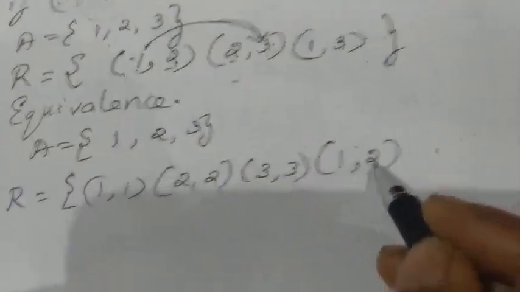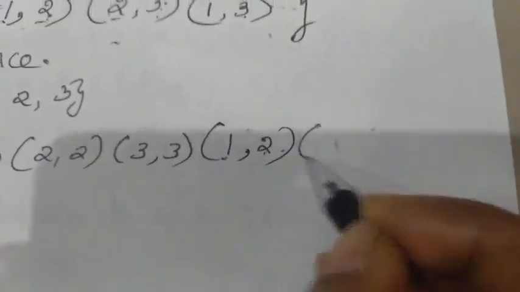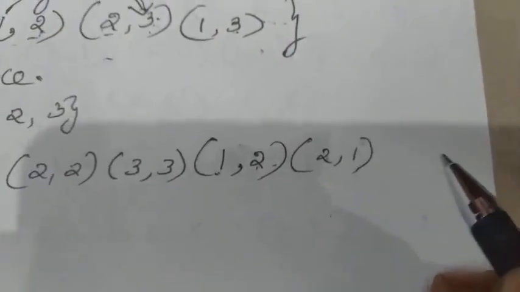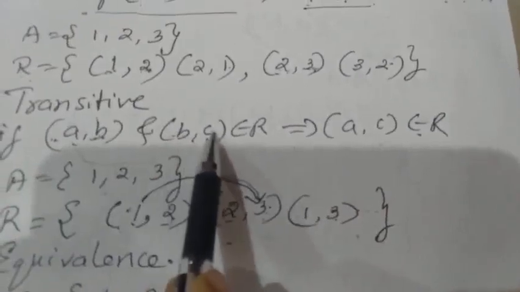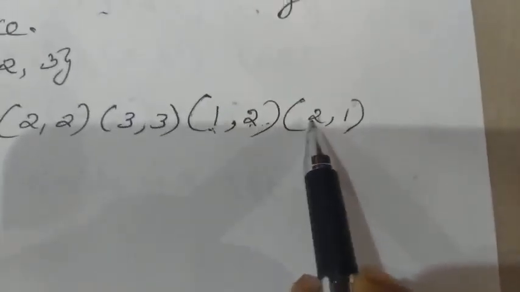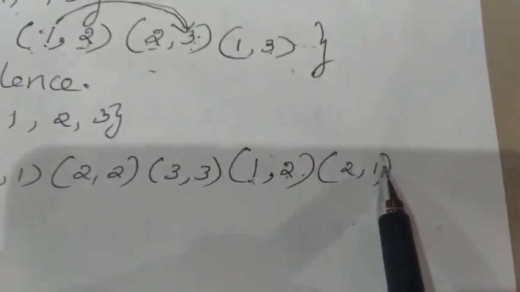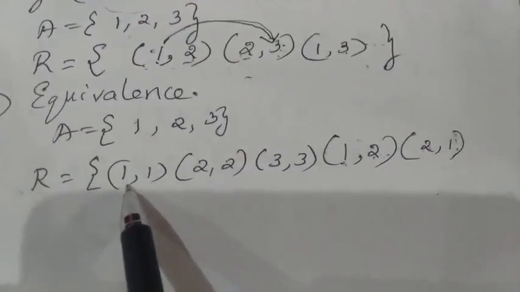I will add (1,2). If (a, b) is there, then it must contain (b, a). If you add (1,2), then you should add (2,1) also. Then for the transitive property, if (a, b) and (b, c) belong to R, then (a, c) must be included in the relation. (1,2), (2,1) means (1,1). No need to write it again because we already added.